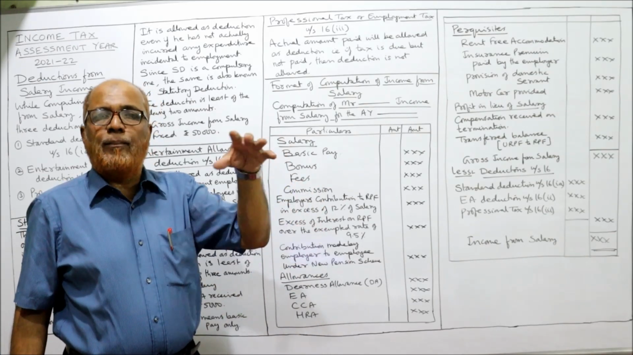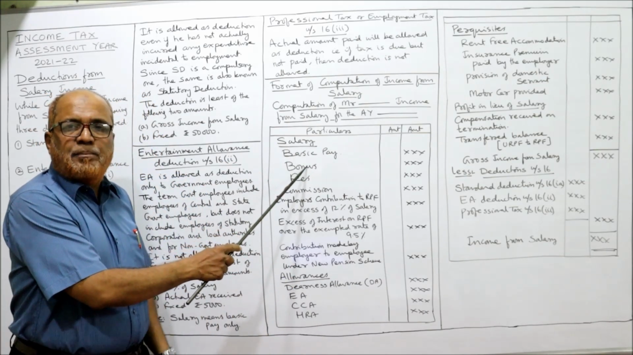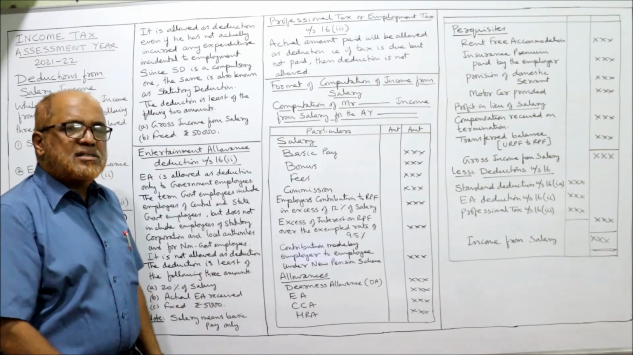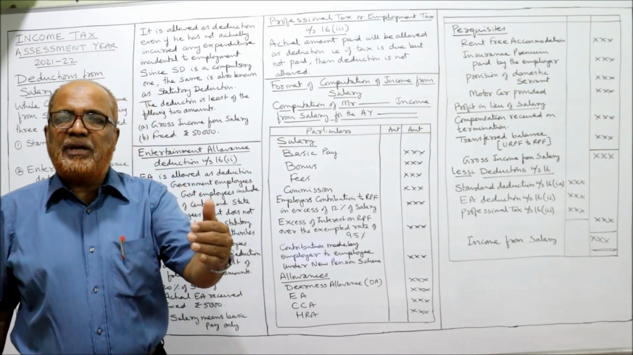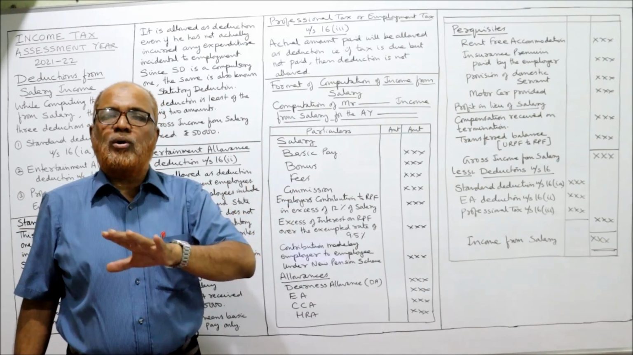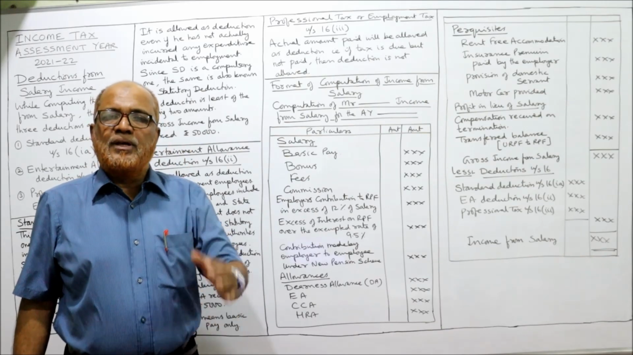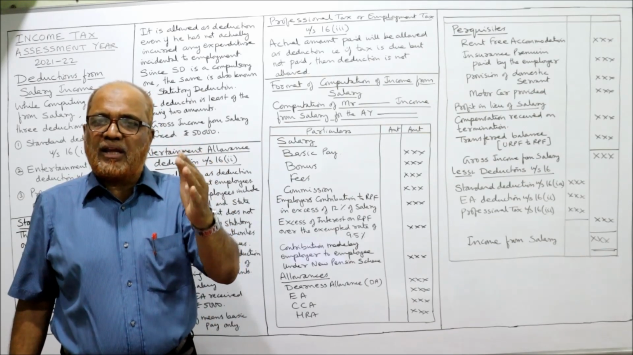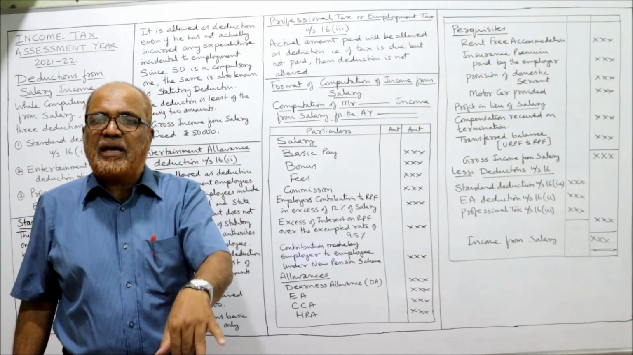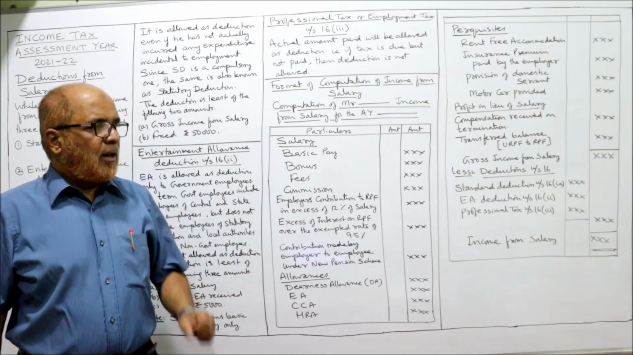What are the items that may come under the head salary? So basic pay, fees, bonus, commission, employer's contribution to RPF. What is this provident fund? In the next video I am going to explain the meaning of the term provident fund and its types: statutory provident fund, recognized provident fund, unrecognized provident fund, and public provident fund. All these things I am going to explain in the next video.